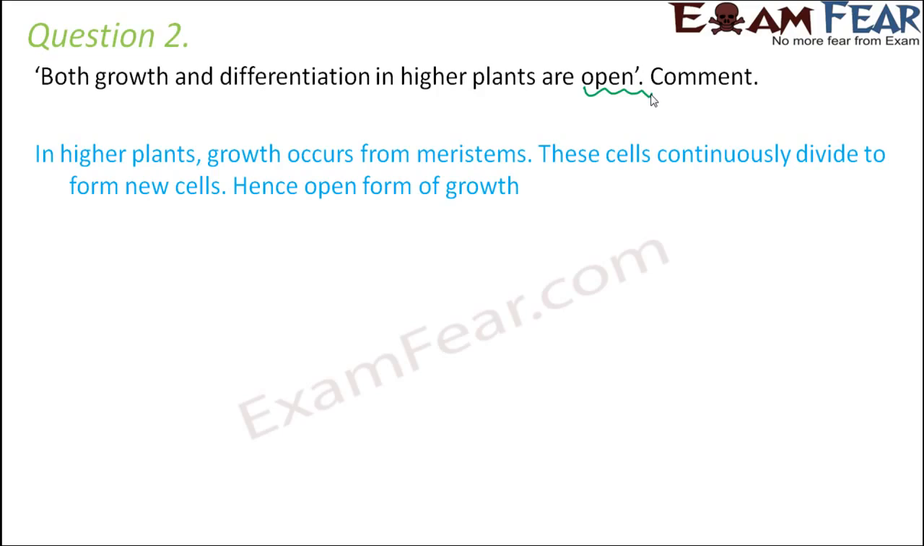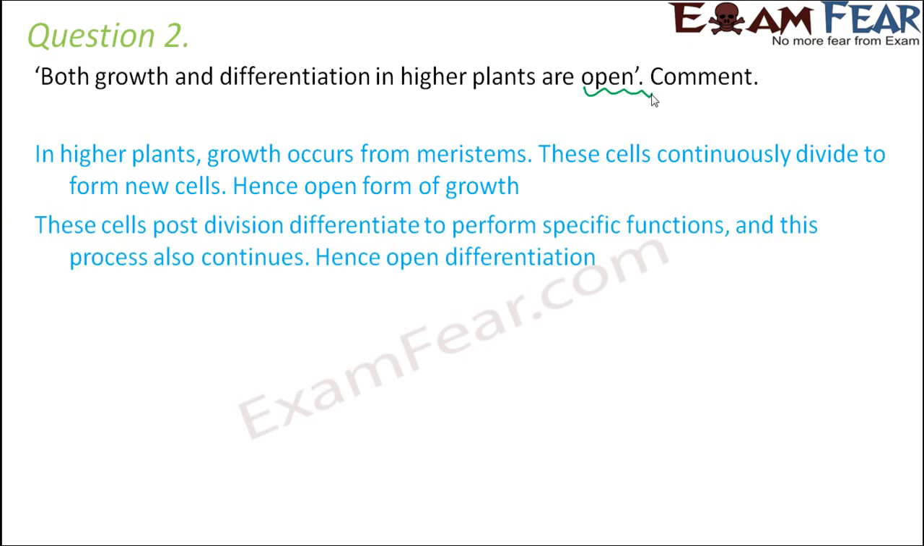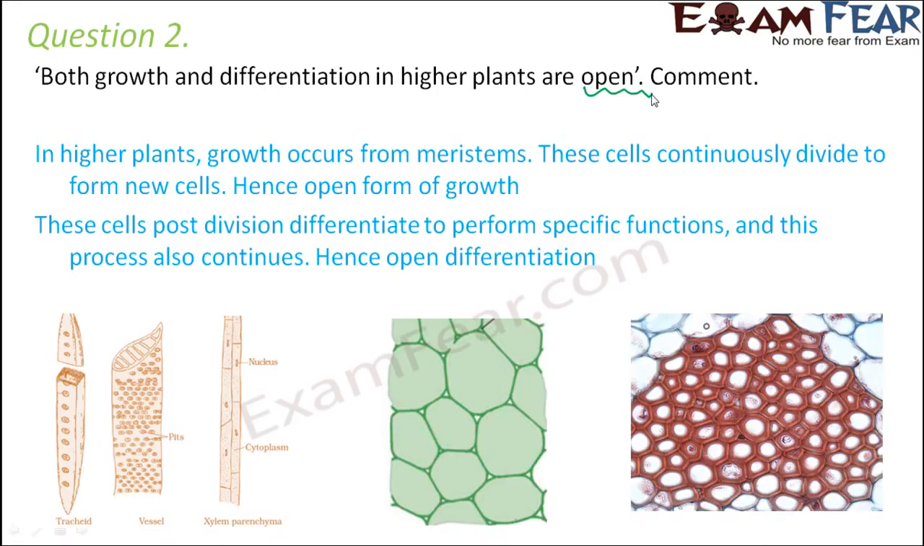Similarly, if you talk about differentiation, it is not only about cell dividing and forming new cells. The new cells which are formed after division, they get matured, they differentiate to attain a permanent shape and size so that they can perform specific function. And this process also continues. So this is a differentiation of open form. So you can take examples of all the cells which you see in a plant. Maybe the xylem vessel cells, the parenchyma cells, sclerenchyma cells, phloem cells. All of them have different shapes and sizes because they all differentiated in different ways to perform specific functions, and these processes continue throughout. That is why they are open form of growth and differentiation.